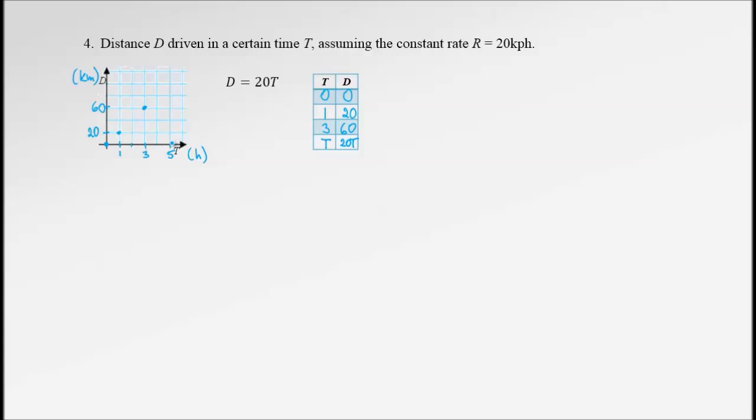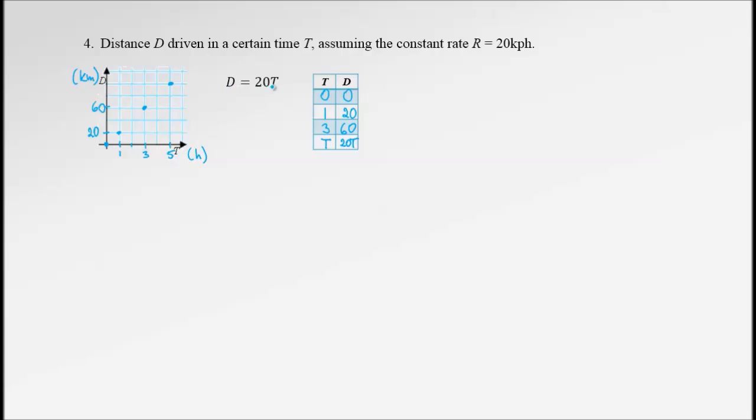And if we want to check, let's say, how far did we drive after 5 hours driving with just 20 kilometers per hour, 5 times 20 will be 100. 100 would be over here. Now this time we chose only a few points to see how the graph may go.